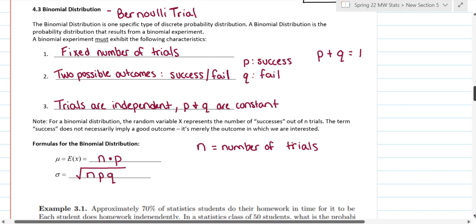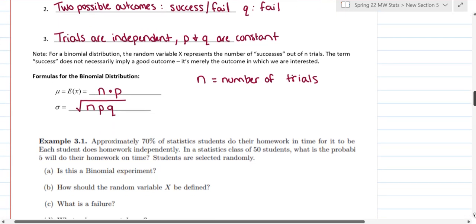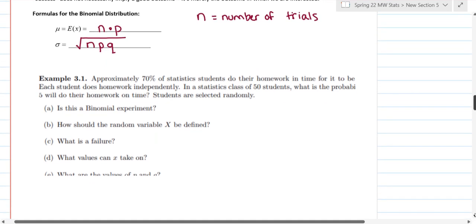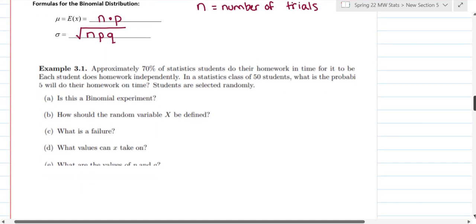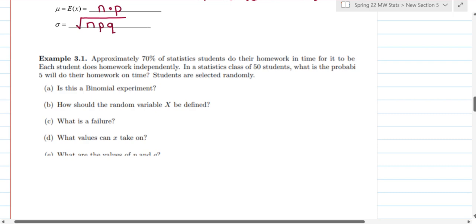So if we look at example 3.1, we can just pick out some of that information. Okay, so it says approximately 70% of statistics students do their homework in time for it to be collected and graded. Each student does homework independently. In a class of 50 statistics students, what is the probability that no more than 5 will do their homework in time? Students are selected randomly.